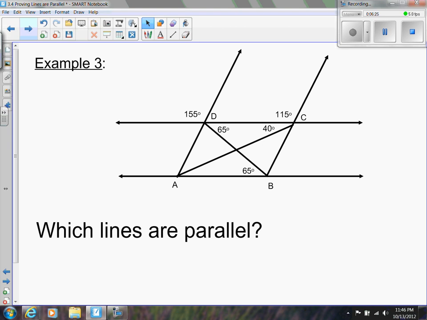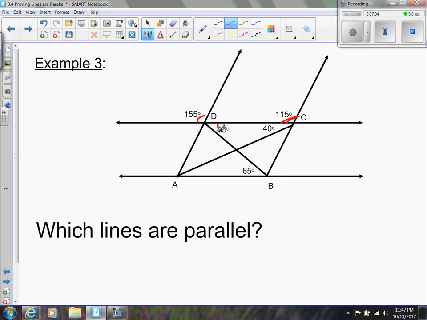And here's, I think, our last example. We want to talk about which lines are parallel, and I often get people that say, oh, this must be parallel to this, and this must be parallel to that. You can't just assume that, okay? So let's actually find out. We have to look at what? Our corresponding angles have to be congruent, right? So if this angle is 155 and this angle is 115, they are not congruent. AD and BC are not parallel.